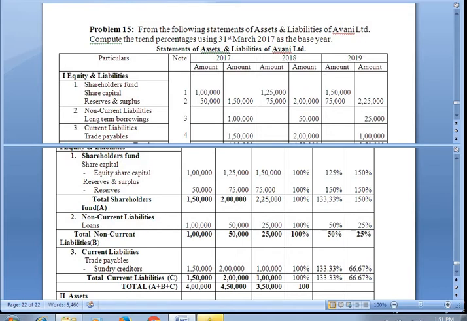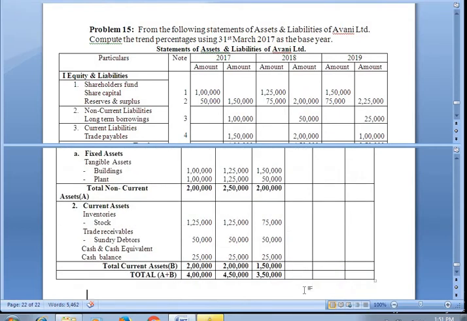Now the total of equity and liabilities: 4 lakh, 4,50,000 and 3,50,000. So here 100%. Next one is 4,50,000 divided by 4 lakh into 100, which is 112.5%. Okay. Next, 3,50,000 divided by 4 lakh into 100 is 87.5%. Okay.